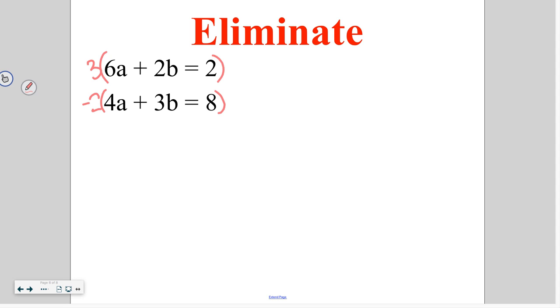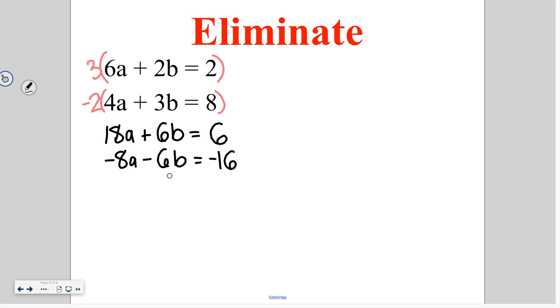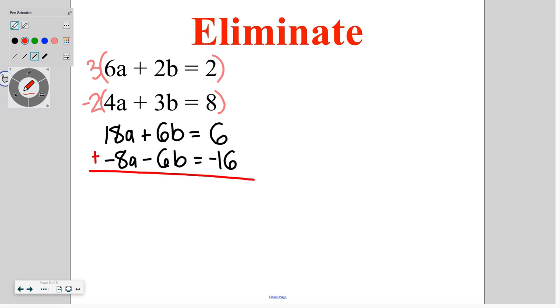I'm going to multiply the second equation by negative 2 this time, just to show you an option for addition as opposed to the subtraction we did last time. So when I multiply this out, I've got 18a plus 6b is equal to 6. And for the second one, I've got negative 8a minus 6b is equal to negative 16. So I still have my b's lining up, but in this case, since I've got a positive and a negative, I'm going to add them to eliminate them.